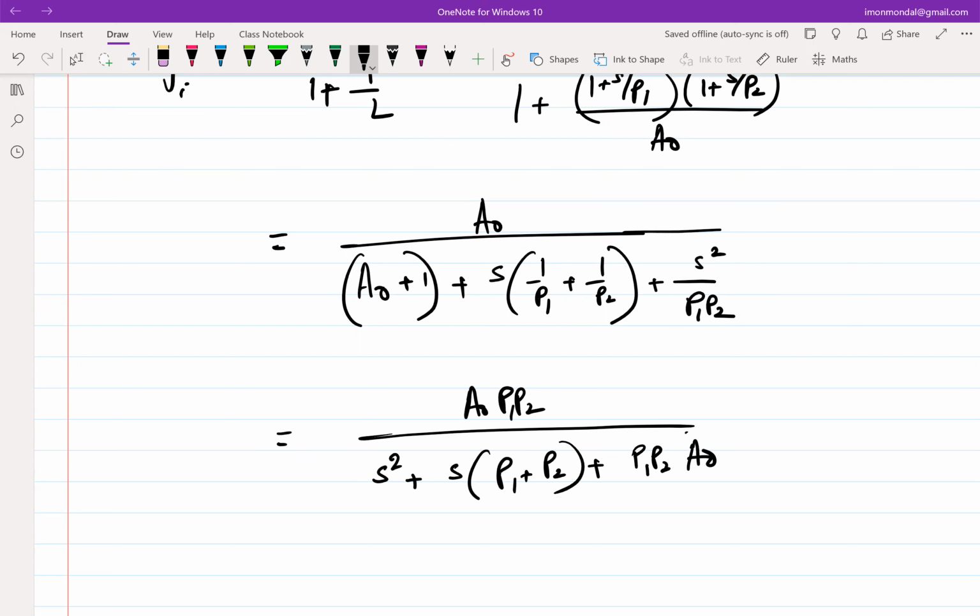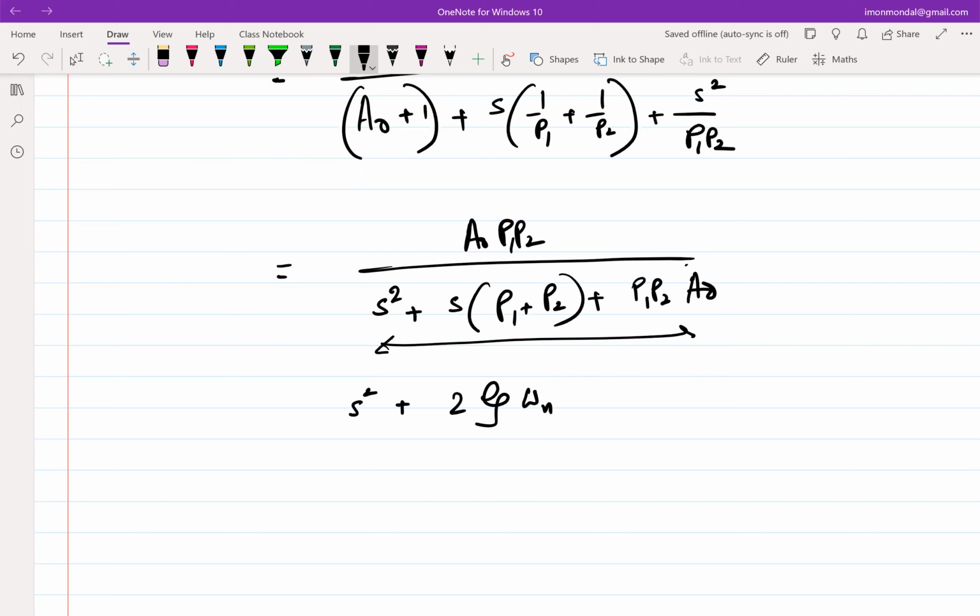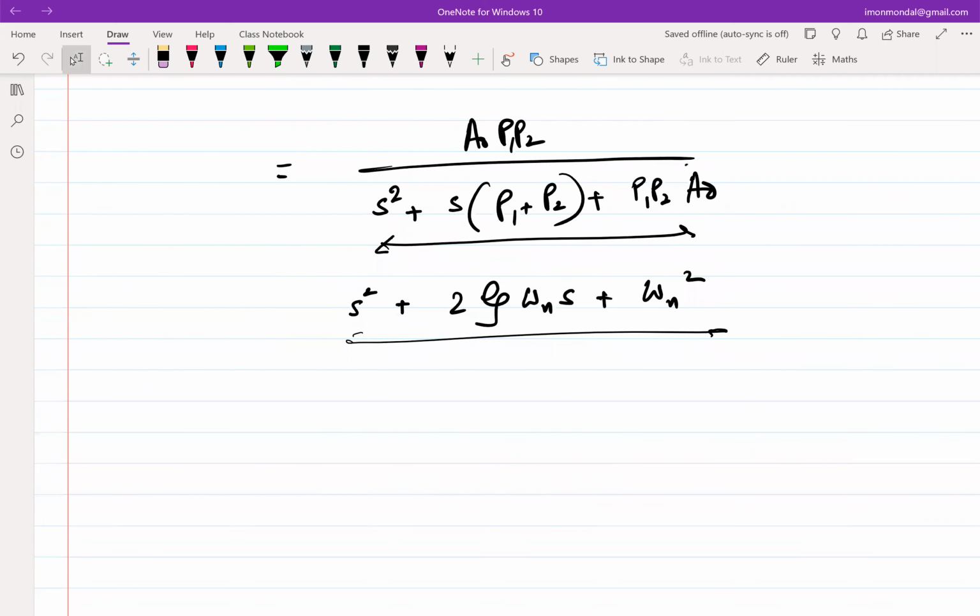And let me only call it A0, because A0 plus 1 will be approximately equal to A0. So this denominator is now of the standard second order control system form, which is S square plus 2 zeta omega n S plus omega n squared. I assume you are familiar with zeta and all these notations, right? Which means your omega n is root of P1, P2, A0.